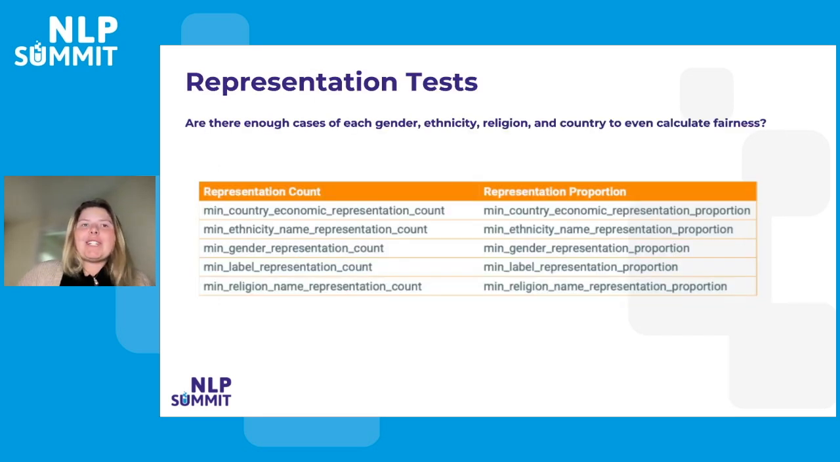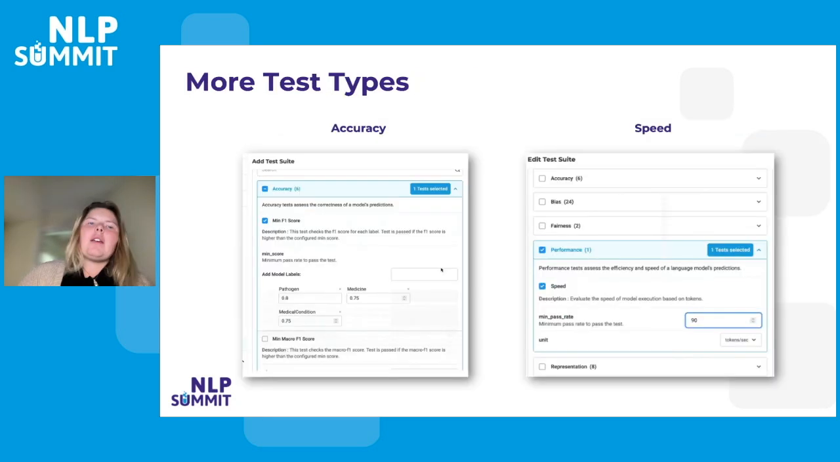We also have representation tests, which ensure there are enough cases so that all minorities have fair representation in the data. Additional test types that are available in the product already include accuracy and performance. More test types are being added continuously as they become available from LangTest.